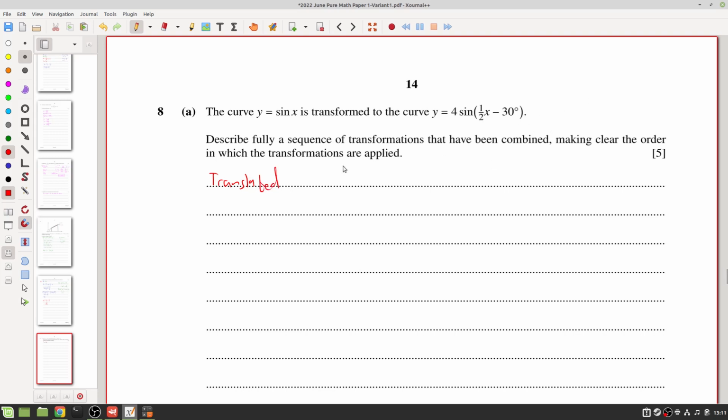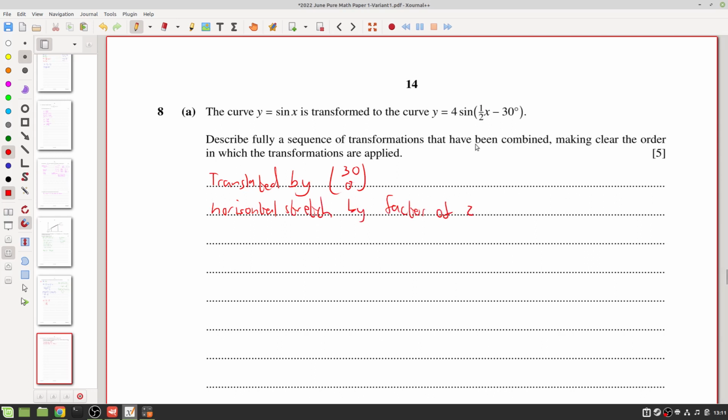Nothing up or down, but it was translated 30 units to the right. So translated by the vector, so it's 30 to the right and 0 up or down. So firstly that. And then we can work inside the bracket and see this here. So this is a stretch factor of 2 horizontally. So horizontal stretch, or stretch in the x direction, horizontal stretch by factor of 2.